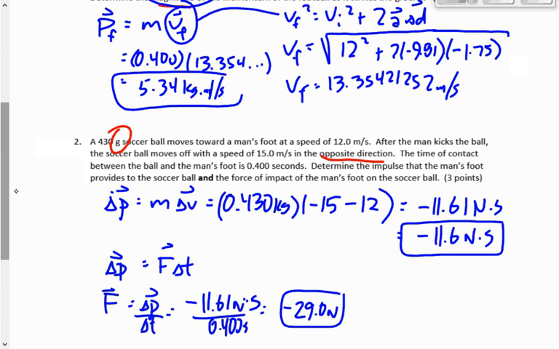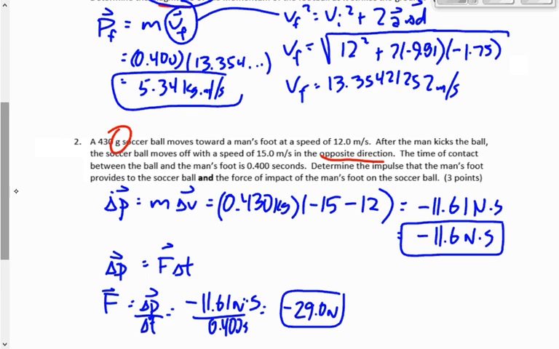Now, I didn't ask you this, but I could have. I could have said, what's the impulse of the soccer ball on the foot? I asked you what's the impulse of the foot on the soccer ball, right? What's the answer to that question? What's the impulse of the soccer ball on the foot? The impulse experienced by the soccer ball is negative 11.6. The impulse experienced by the foot is positive 11.6. The impulse is equal and opposite? Yeah. Always equal and opposite? Yeah.